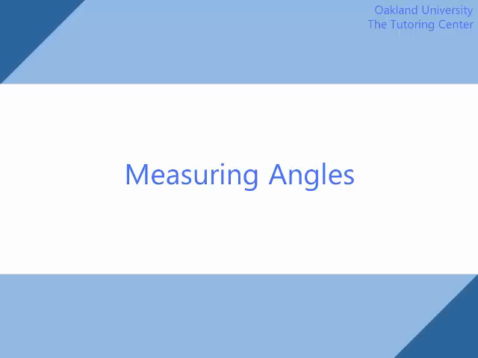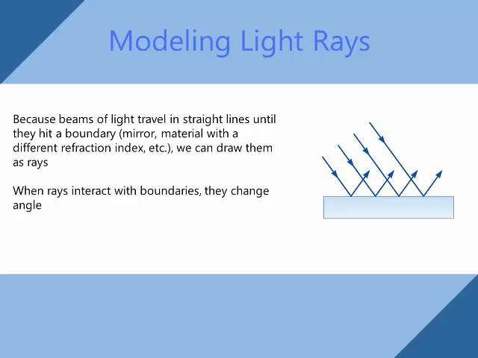Today, we'll be recapping how to measure angles. Rays of light travel in straight lines until they hit a boundary, like a mirror, or when they refract through a material like glass. Because they travel in straight lines, we can draw them as rays. When rays intersect with boundaries like mirrors, they typically change angle, and we need to know how to measure and draw such angles.